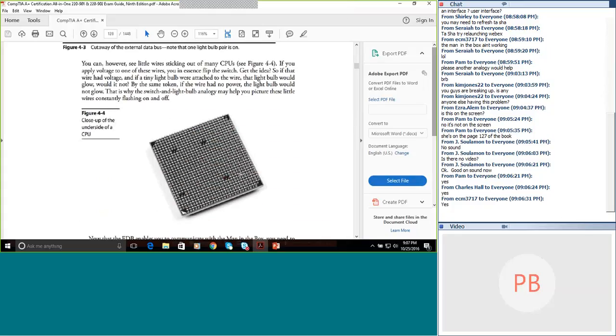So this is a picture of the CPU. Some CPUs have pins, and other ones have pads. We have what's called the pin grid array and the land grid array. So the difference between the two is this is one with the pin grid array because it's missing pins.